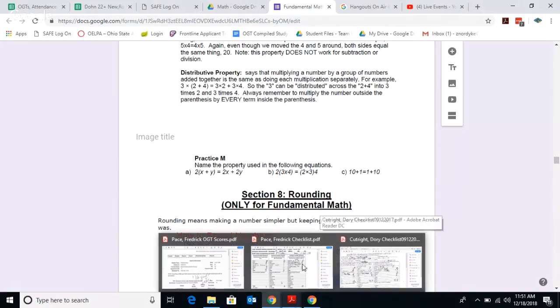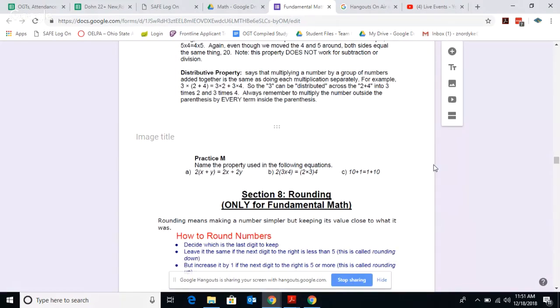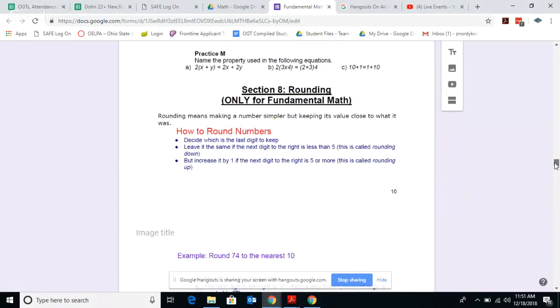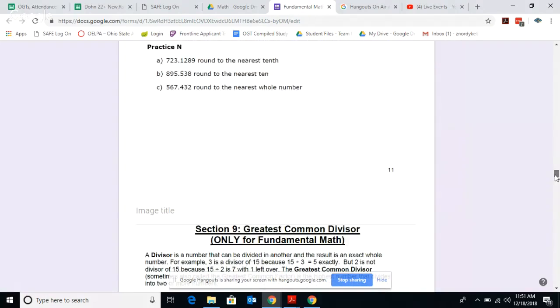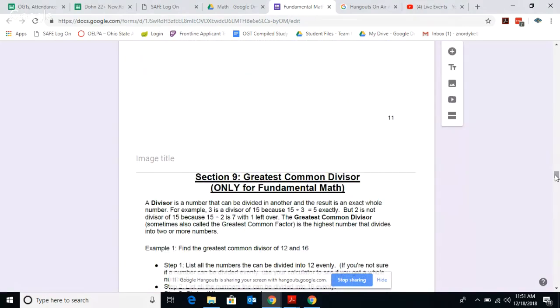So just please keep in mind, if you don't see a heading, you need to go ahead and solve those problems and read that section. If you do see a heading like under section 8, only for fundamental math, know that's for you. But if you see a heading for applied algebra and you're not working on it, just disregard that section for the time being and go on to a section that's either not labeled or labeled specifically for fundamental math. And again, section 9, greatest common divisor, only for fundamental math. Just look at those headings so you are making sure you're working on things that are meaningful to fundamental math.